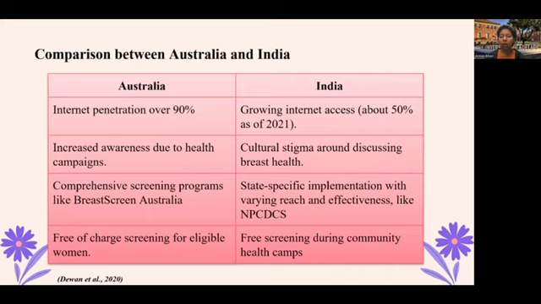And the increased awareness in Australia is high because of the health campaigns, but in India there are still some cultural stigmas attached to discussing breast health. On the other hand, in Australia, we have comprehensive screening programs like BreastScreen Australia, but in India, we have state-specific implementation with varying reach and effectiveness, like NPCDCS. And also in Australia, the screening for eligible women is free of cost, but in India, it's free screening, but only during community health camps.